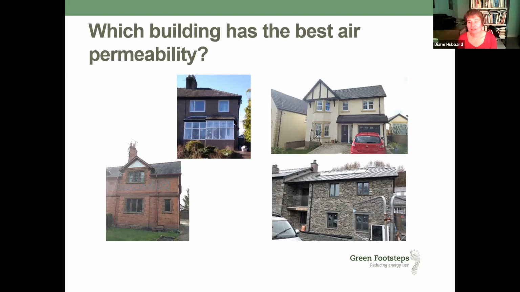One of the things I've learned as I've gone through my processes with testing is you cannot always judge things. You can't judge a book by its cover. So what we've got here, the worst performing house of this group is actually this 1930s semi, and that has an air permeability of just under 15.